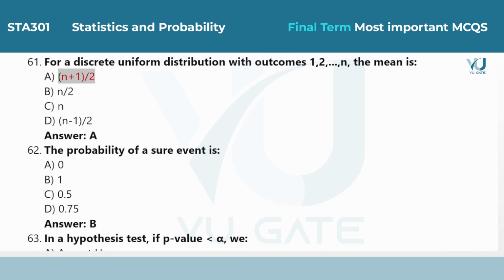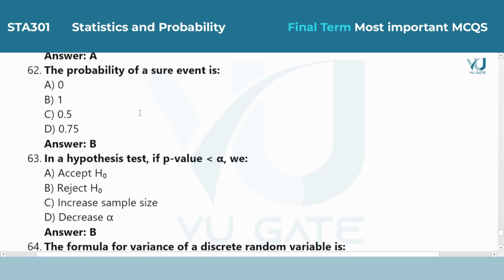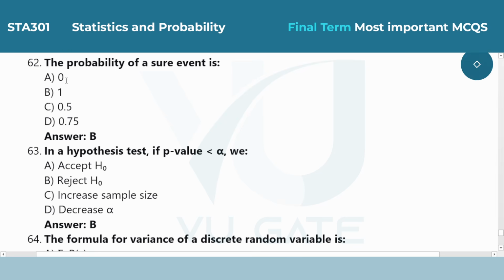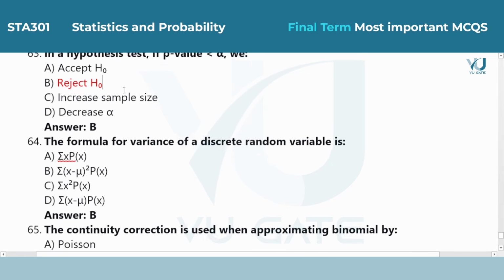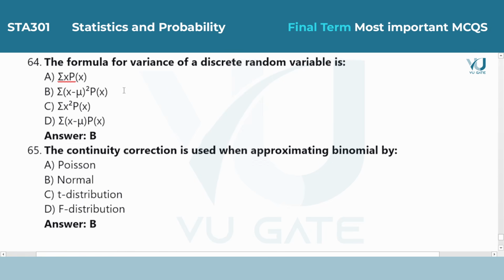Question: the probability of a sure event is? Answer: B. 1. Explanation: if an event is guaranteed to happen, its probability is 100% or 1. Question: in a hypothesis test, if p-value is less than alpha, we? Answer: B. Reject H0. Explanation: if the p-value is smaller than our significance level, we have enough evidence to reject the null hypothesis. Question: the formula for variance of a discrete random variable is?